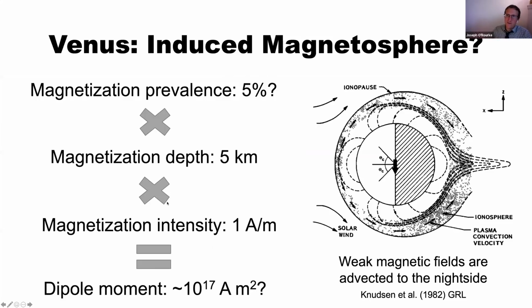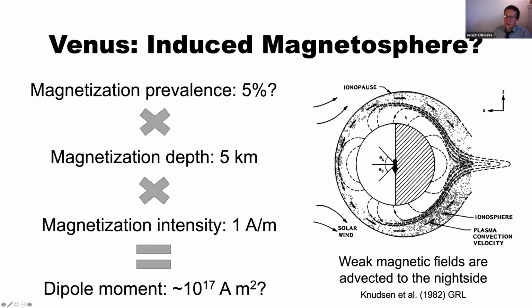That's about the intensity we find on average for basalt on Earth or for crustal rocks on Mars. And if you assume that this 5% of the surface area is magnetized down to a depth of about 5 kilometers, you get a dipole moment of 10 to the 17 amps per meter squared. And Venus, because it has this thick atmosphere, it's in a really interesting space physics regime where any weak magnetic fields that are in the ionosphere get advected into the night side.